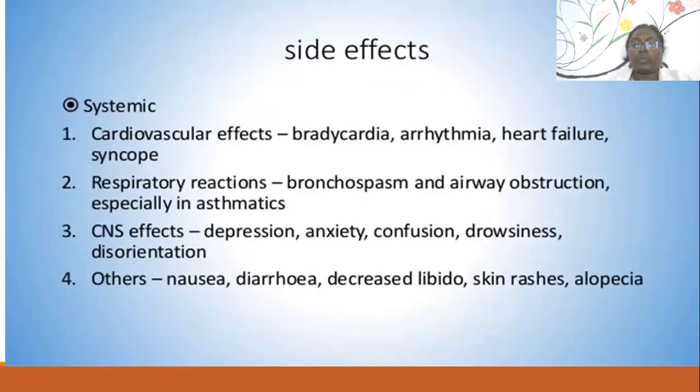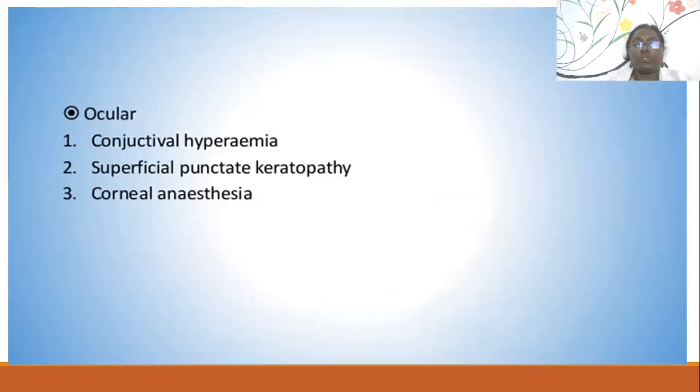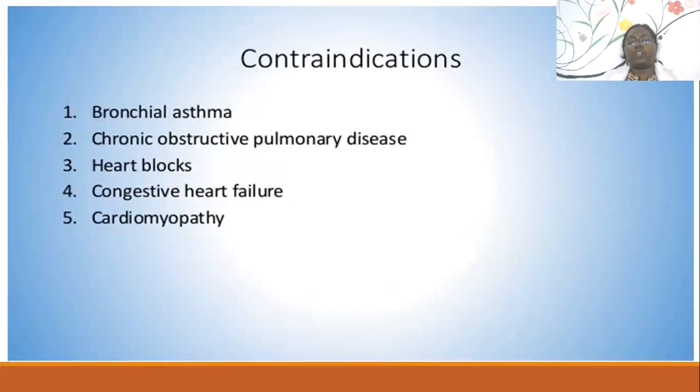Side effects include bradycardia, arrhythmia, heart failure, and bronchospasm can be there, especially in asthmatic patients. CNS effects include depression, anxiety, drowsiness, disorientation, and other symptoms include diarrhea, decreased libido, skin rashes, and alopecia. The ocular side effects include conjunctival hyperemia, SPKs can develop, corneal anesthesia. So contraindications are bronchial asthma, COPD, heart block, CCF, and cardiomyopathy.